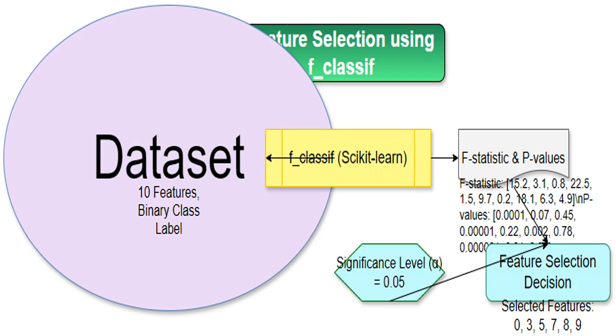I am working with a dataset. It's the foundation of my feature selection problem. It contains information on 10 different features and whether each data point belongs to one of two categories, a binary class label.